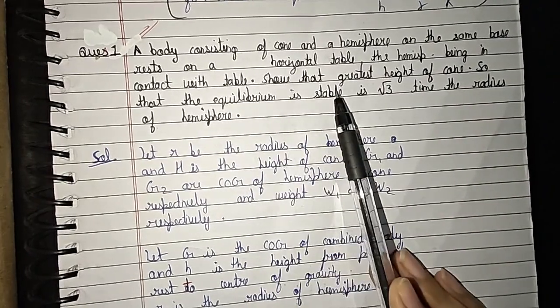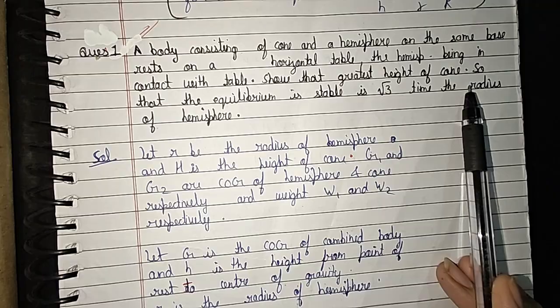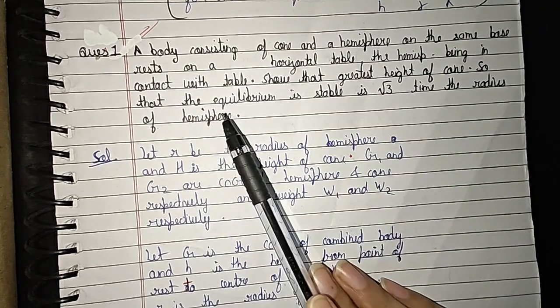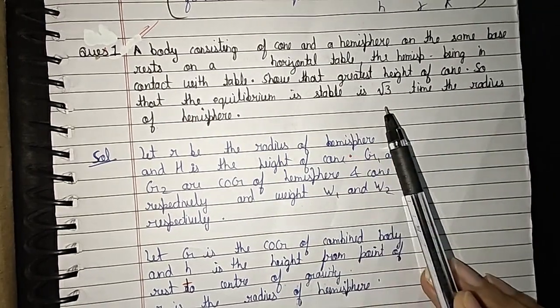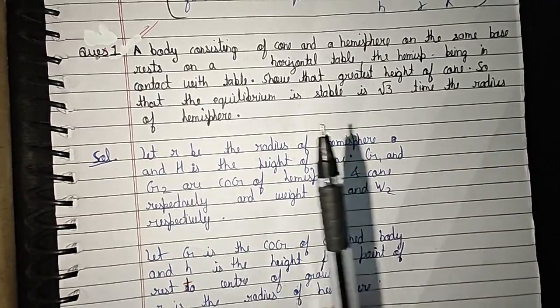So let us take one example. A body consisting of a cone and hemisphere on the same base rests on a horizontal table, with the hemisphere being in contact with the table. Show that the greatest height of the cone, so that the equilibrium is stable, is under root 3 times the radius of the hemisphere.